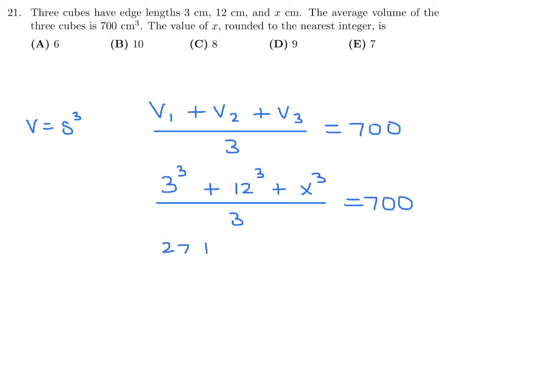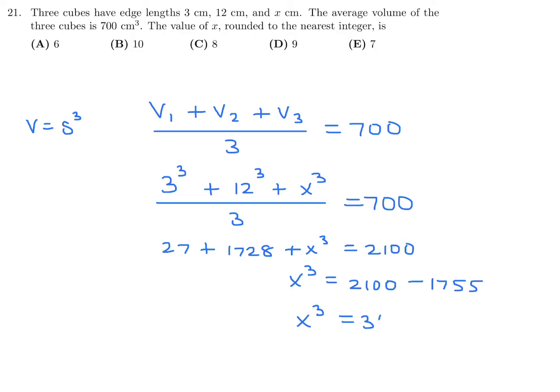This is 27. 12 to the power of 3 is 1728, and then x to the power of 3. Cross multiply and you get 2100. And then x to the power of 3 equals 2100 minus 27 plus 1728, which is 1755, and therefore x to the power of 3 would be 345.